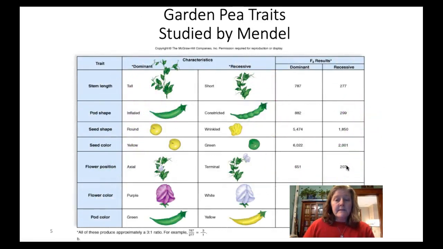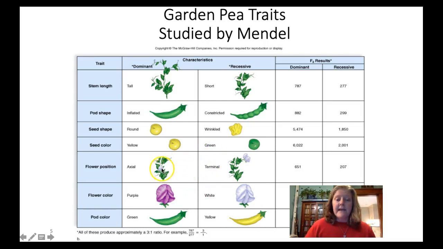So to look at some of the other traits that he looked at: the stem length, whether they're tall or short, or sometimes they're referred to as dwarf; the pod shape, whether it's inflated or constricted, constricted sort of like vacuum packed; whether the seeds are round or wrinkled. I don't know why, that's my favorite. The yellow versus green. So yellow is dominant to green for the seed color.